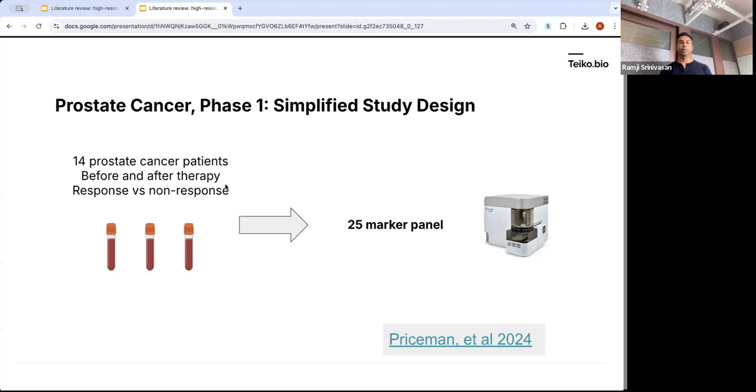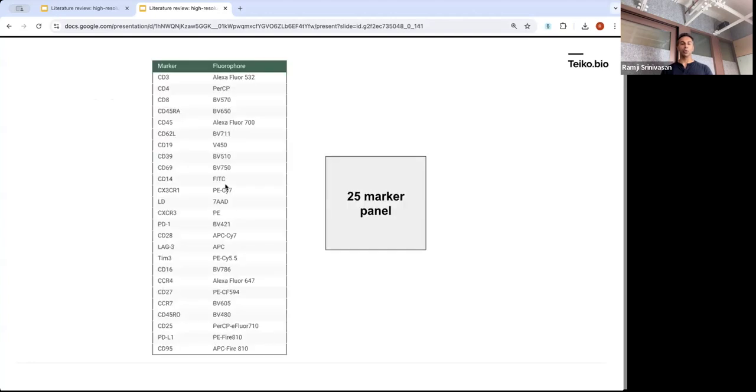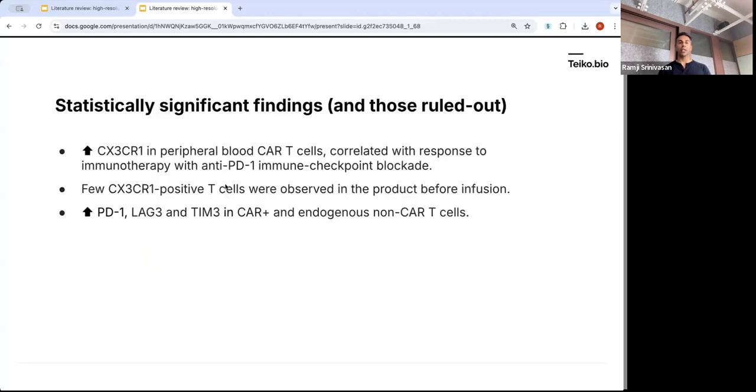In 2024. So for this design, they had a 25 marker panel starting at the top from CD3, CD4, all the way down to PDL1, CD95. And we're going to go through, they had 3 statistically significant findings and several more in the paper. CX3CR1 in peripheral blood CAR T cells. This correlated with the response to immunotherapy.